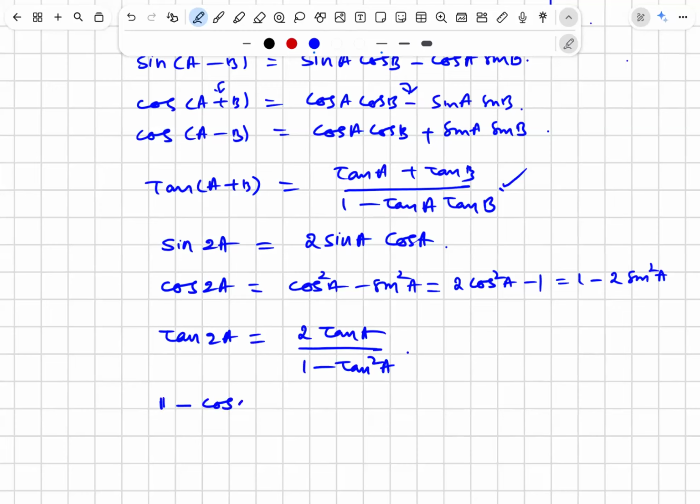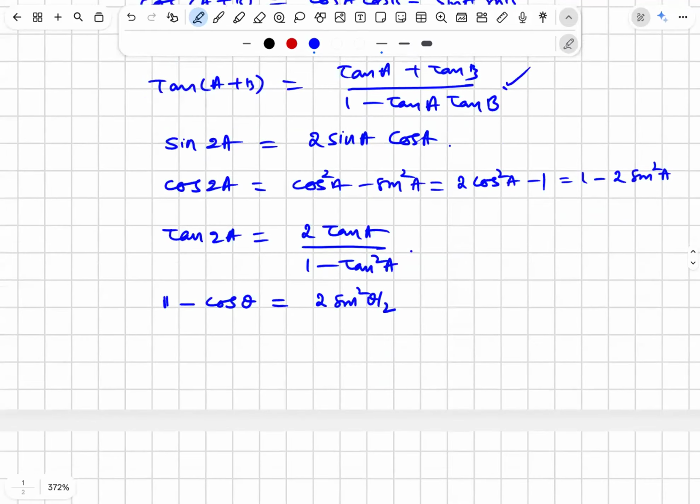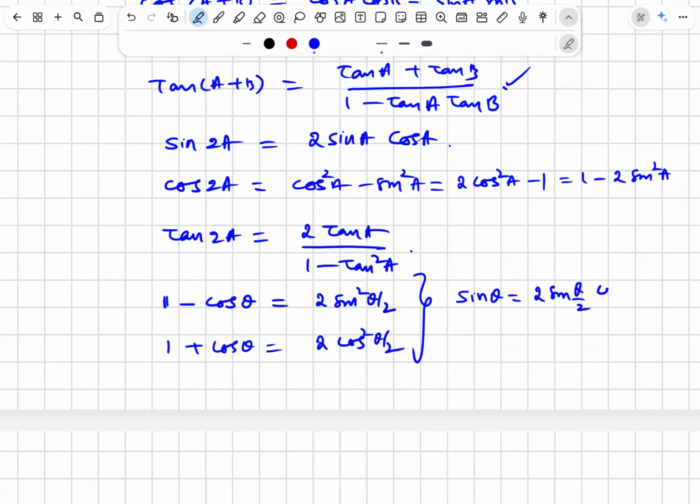Sometimes I will use one relation: 1 minus cos theta can be written as 2 sin square theta by 2. Sometimes I will use it. Similarly, 1 plus cos theta is 2 cos square theta by 2. One more, here only I'll tell. One minute, let me think. I'll forget, that's my problem. Sin theta, whenever I require, I will write it as 2 sin theta by 2 cos theta by 2, depending upon my mood.